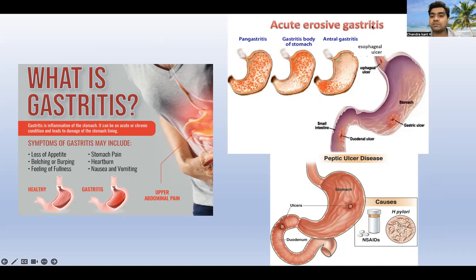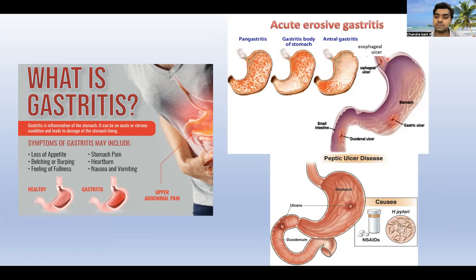You can have erosive gastritis. Erosive gastritis means there is peeling of the superficial mucosal layer, like when we have cheilitis, when you have pain in the corners of the mouth. In a similar way, you can have erosive gastritis. Small erosions can occur throughout the stomach, which is called pangastritis, or in part of the stomach, in the upper part or in the lower part, it is called antral gastritis.